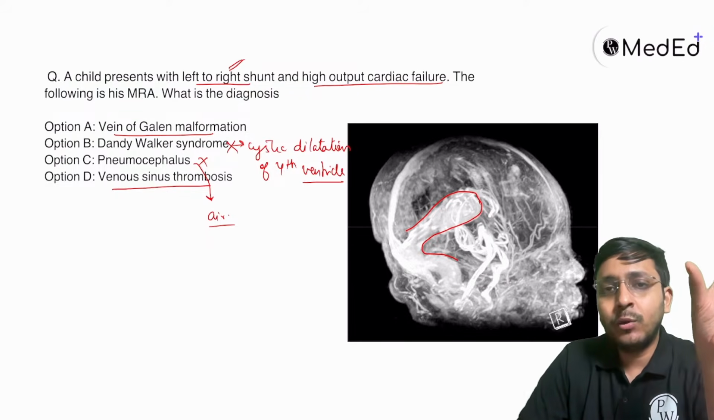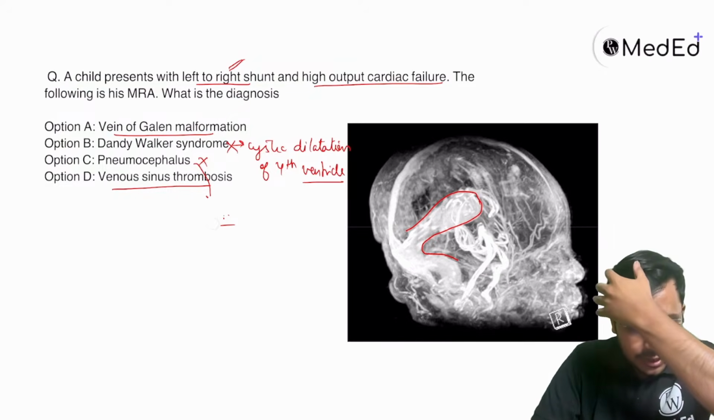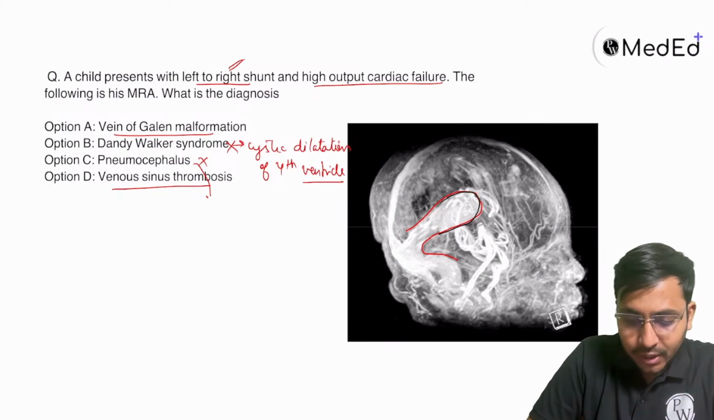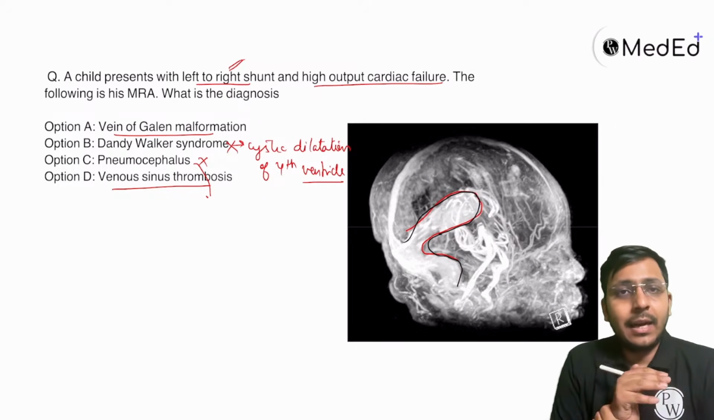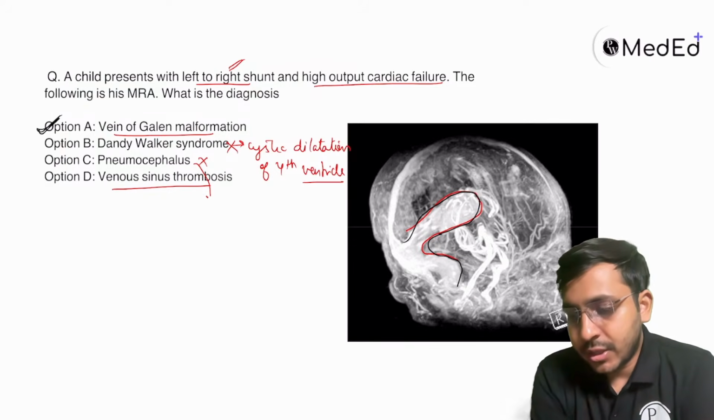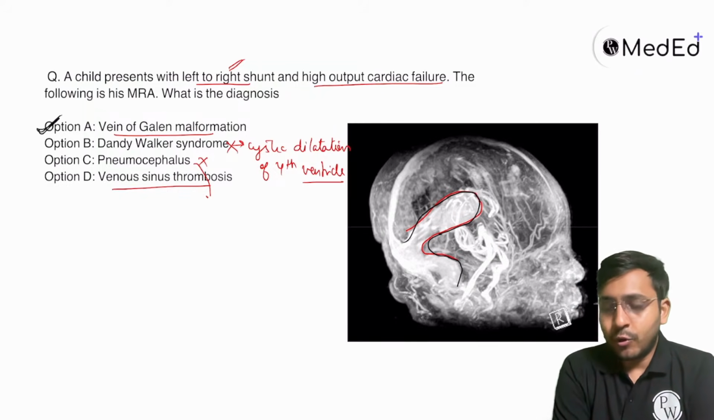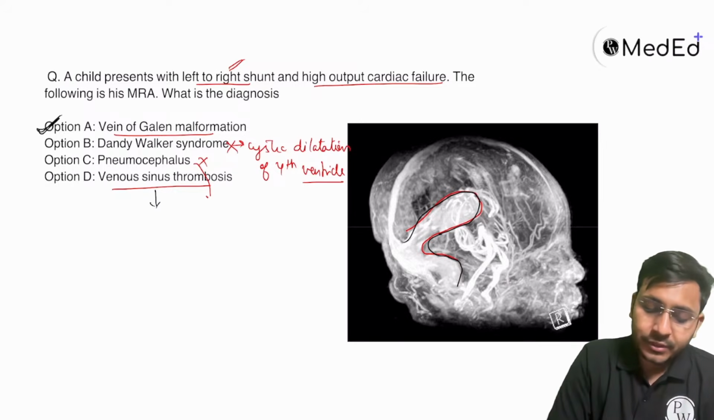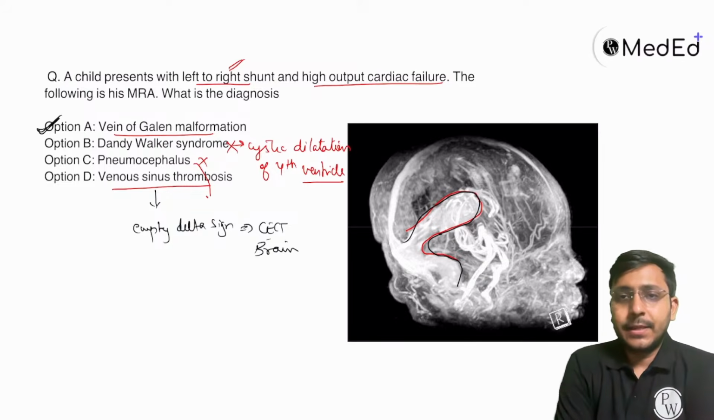Now in thrombosis, what will you see? You will see a filling defect. Whenever there is thrombosis, you'll see a filling defect. What are you seeing here? A large vein in the posterior fossa. This is a malformation, and if it happens in a child with left to right shunt and high output cardiac failure, the answer is vein of Galen malformation. Tension pneumocephalus has the Mount Fuji sign, which was asked previously. Venous sinus thrombosis shows the empty delta sign, seen on CECT brain. This is an MR angio.